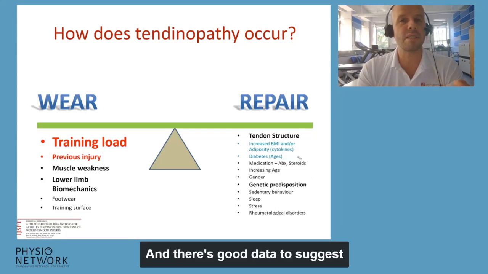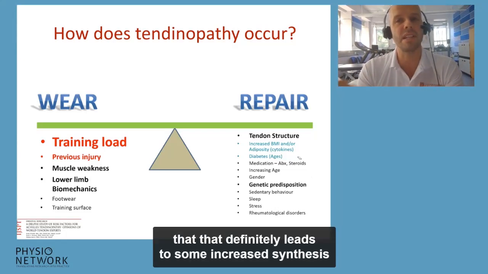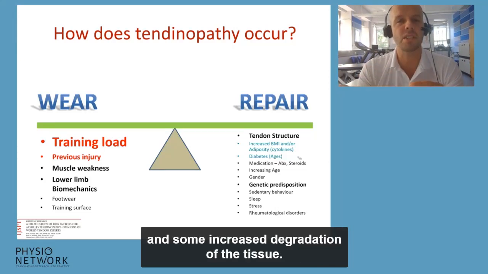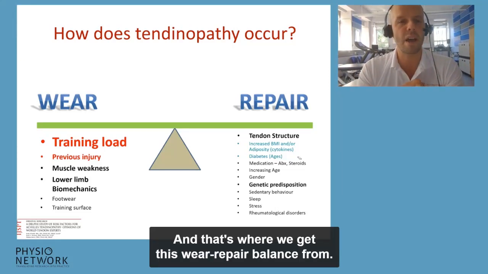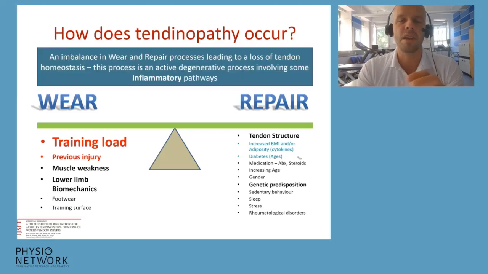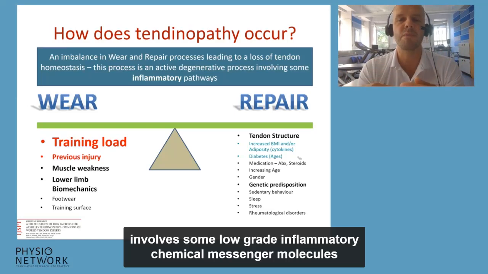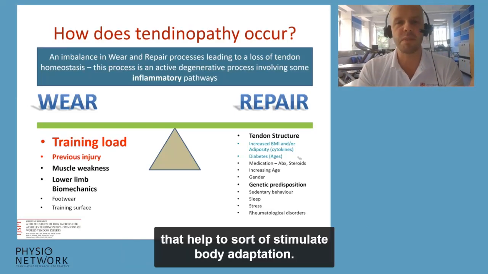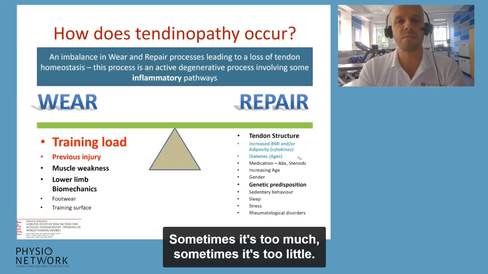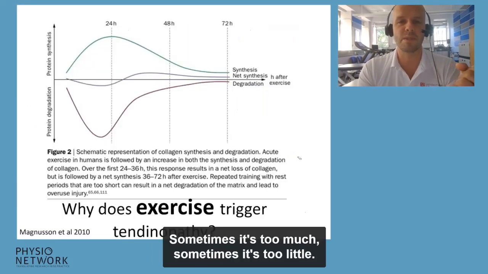And there's good data to suggest that that definitely leads to some increased synthesis and some increased degradation of the tissue, and that's where we get this wear-repair balance from. That process, as we said, involves some low-grade inflammatory chemical messaging molecules that help to stimulate body adaptation. Sometimes it's too much, sometimes it's too little.